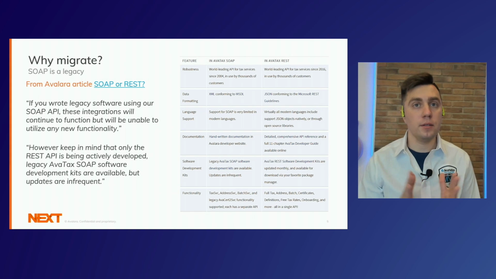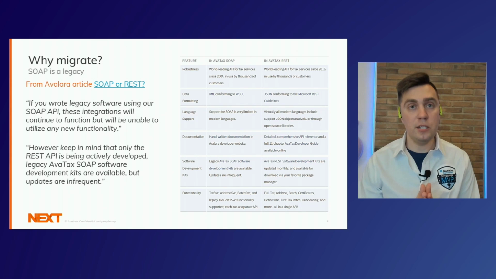Robustness: despite Avalara having implemented REST API since 2016, I believe that the robustness in both APIs is similar. Data formatting: in REST, Avalara uses the JSON format, which is much easier to use and read from my standpoint. What about language support? Again, it's very easy to work with JSON in any modern language.